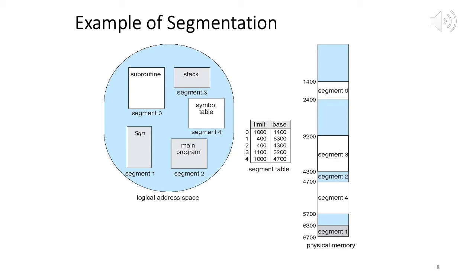And of course we check whether the offset is within the limit or the size of that segment or not. If it's not, we generate an addressing error. Okay.